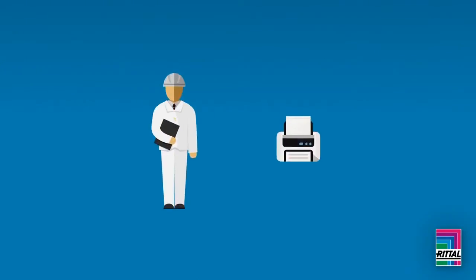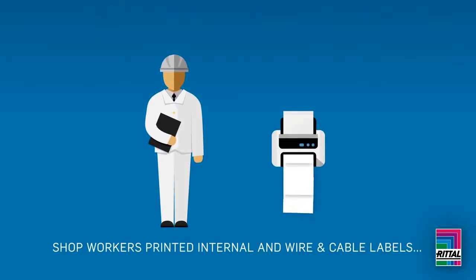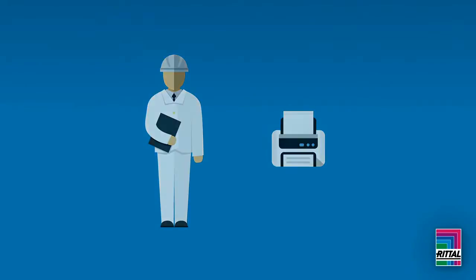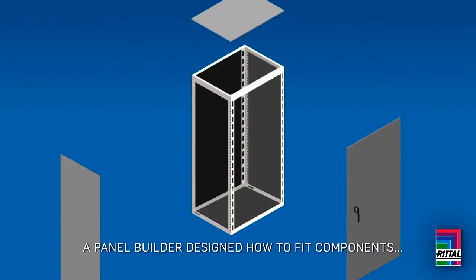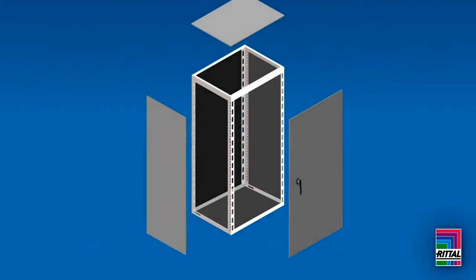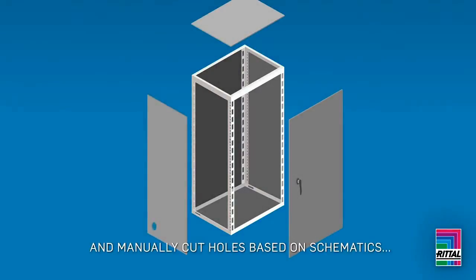Shop workers printed all necessary internal and wire and cable labels according to end customer specs. A panel builder or electrician identified the devices required, designed how to fit components in the smallest enclosure possible, and manually cut holes based on schematics.